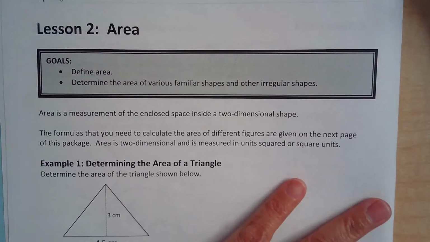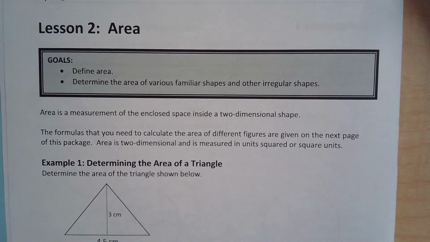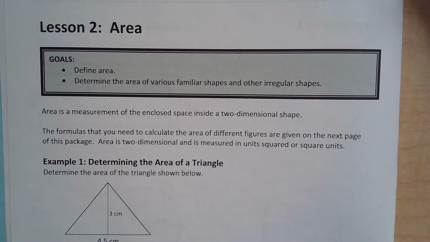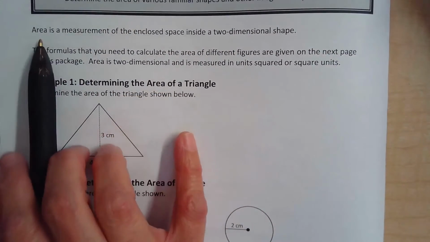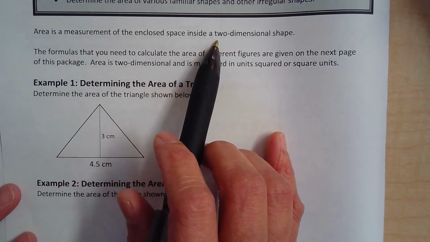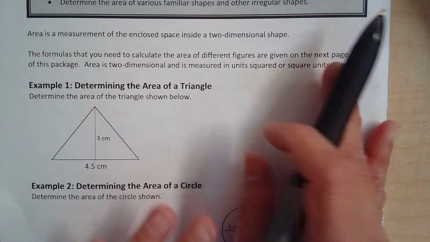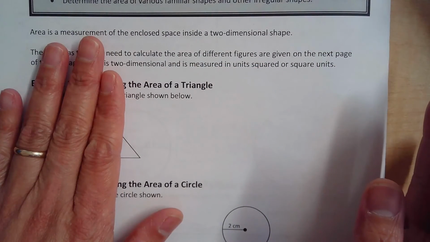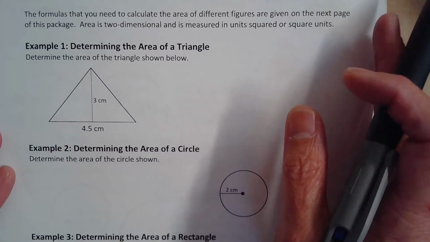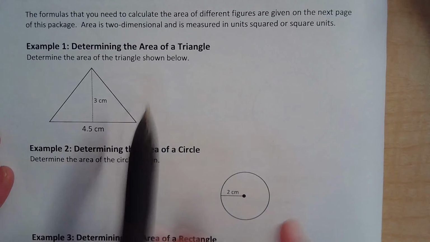Yesterday we talked about the perimeter and circumference. Today we're going to talk about area, the area of a two-dimensional figure. The area is a measurement of the enclosed space inside the two-dimensional shape. So we're going to focus on two-dimensional shapes. A two-dimensional shape is a flat shape. Flat. Okay? Now, there are formulas depending on which figure it is.